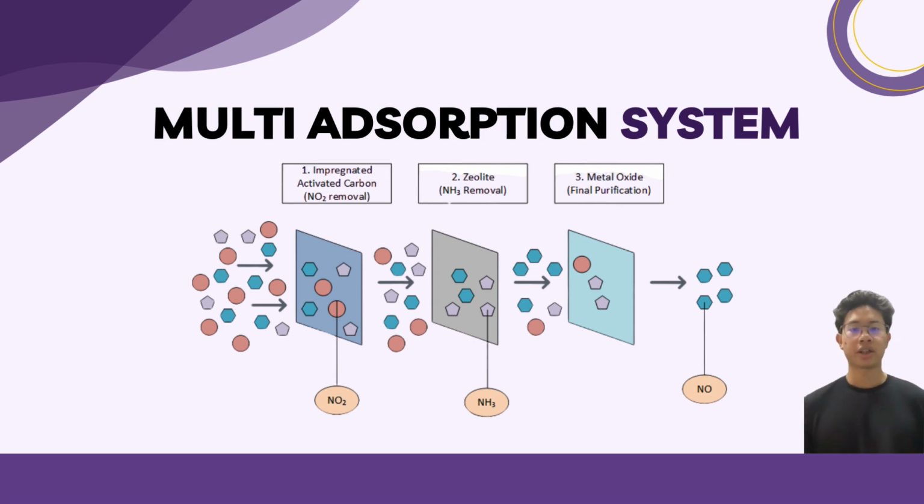In the industrial production of nitric oxide from the oxidation of ammonia, impurities such as nitrogen dioxide, unreacted ammonia, and also moisture can compromise the quality of the product.